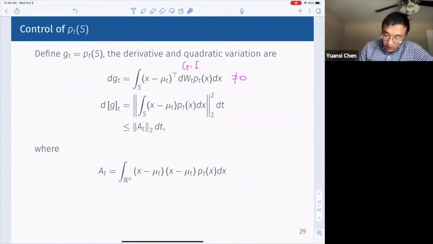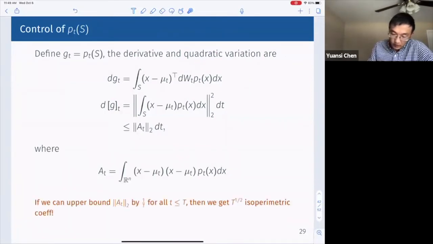The quadratic variation, you can see that you have a linear part that is squared. So you can see that this quadratic variation can be bounded by the spectral norm of the covariance of this density at time t. So everything boils down to controlling the spectral norm of the covariance of the density at time t.